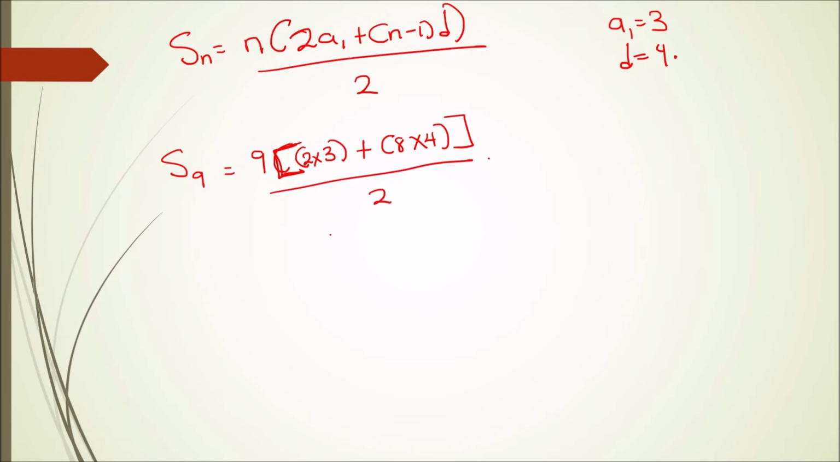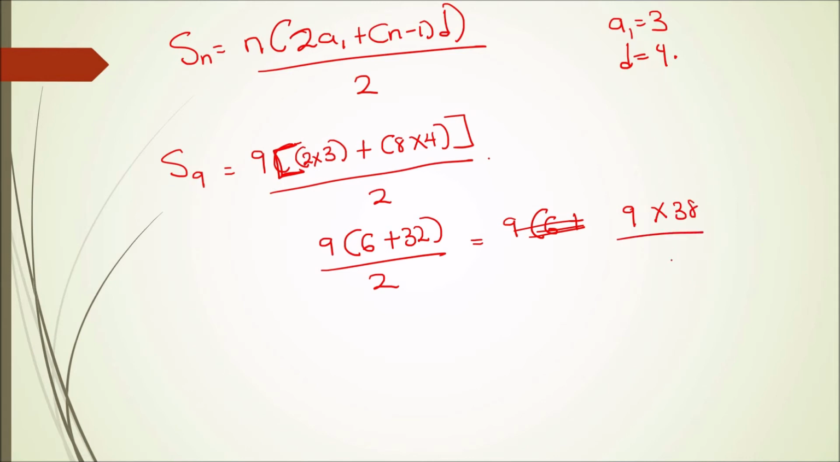Okay, so we have 9. 2 times 3 is 6. 8 times 4 is 32. Everything over 2. 9. 6 plus 32, sorry, 6 plus 32 is 38. So we have 9 times 38 over 2.